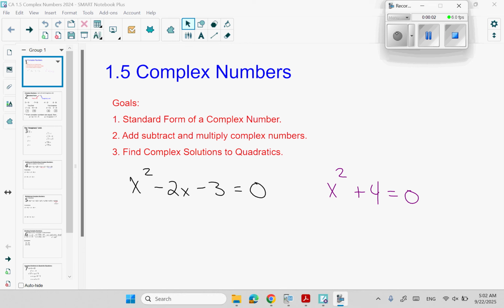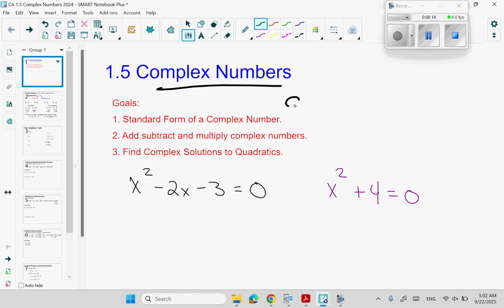Hello, and today we're going to do 1.5 for college algebra, which is all about complex numbers. So recall that complex numbers involve some sort of imaginary component. In general, complex numbers take the form of a plus bi. So we want to be able to understand that this is the standard form of a complex number. We can add, subtract, multiply complex numbers and find complex solutions to quadratics.